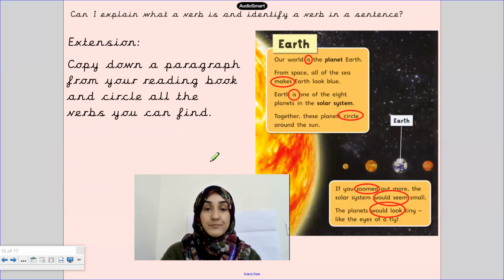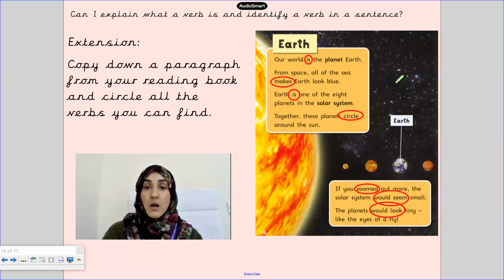And the extension. So here is an example of a piece of text within a book. Now, the verbs have been circled with red pen. What you are going to do is you're going to use your phonics book or a library book. You're going to copy out a paragraph, which basically means 3 or 4 lines, okay, from your book onto your piece of paper, and then you are going to use a coloured pencil.